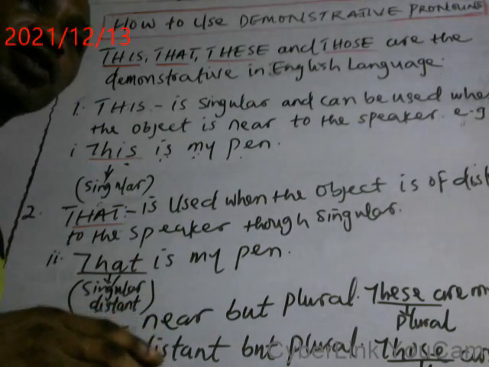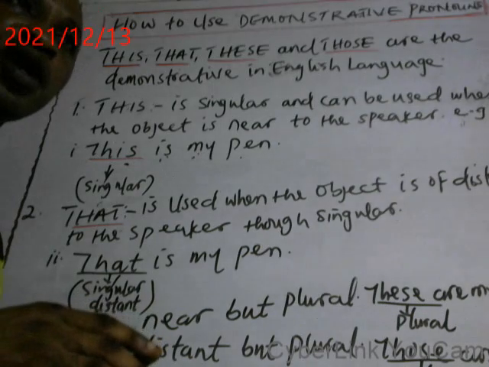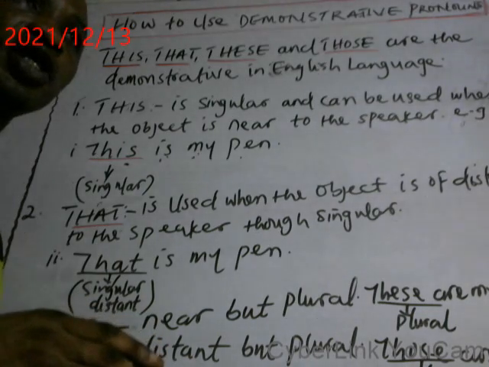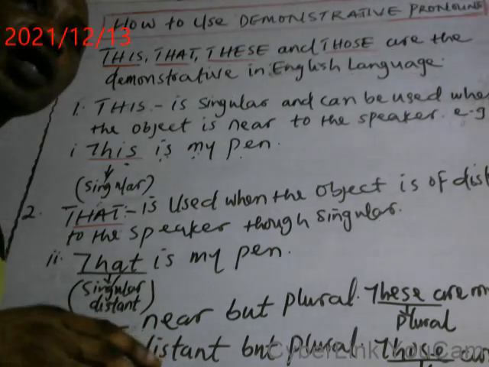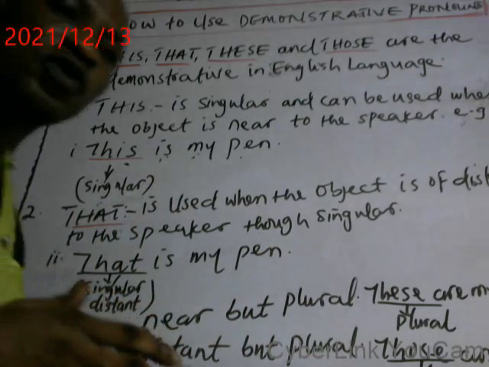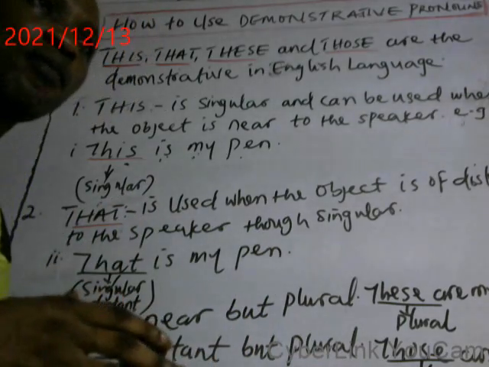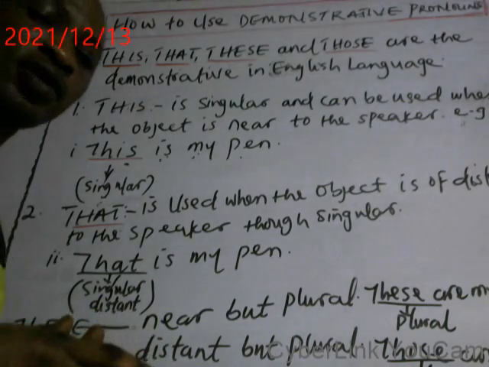If the object is plural and very close to you, make use of these. That is THESE. But if the object is at a considerable distance from you and at the same time it is plural, make use of those. THOSE.